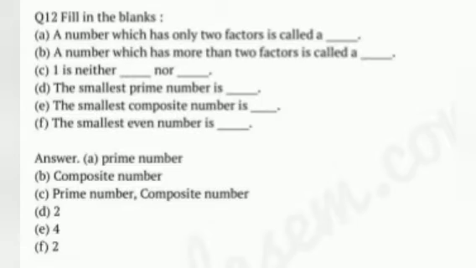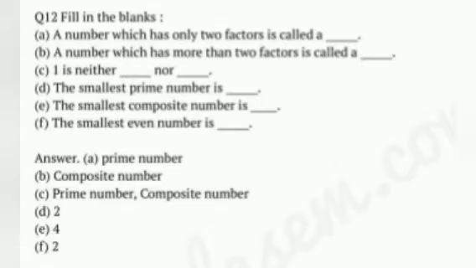A number which has only 2 factors is called, जिसके 2 ही factors होते हैं, we call it as prime number. Second, a number which has more than 2 factors, जिसके 2 से भी ज़्यादा factors होते हैं, we call it as composite number. Next, the number 1 is neither prime nor composite. Prime भी नहीं है और composite भी नहीं है.